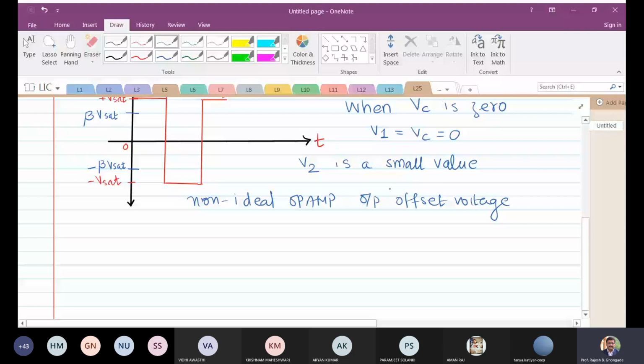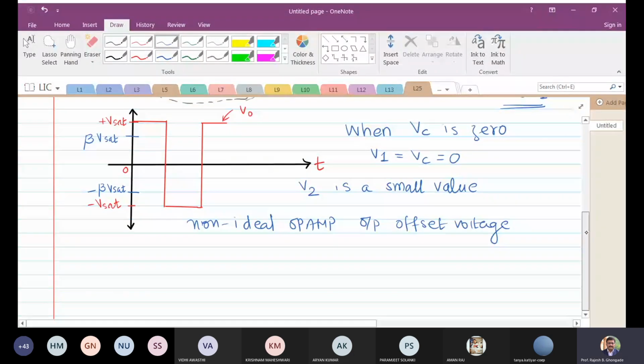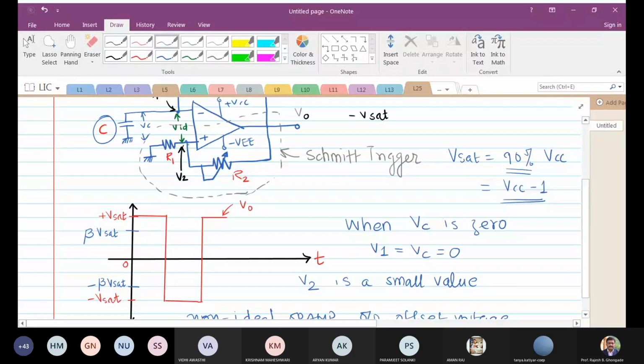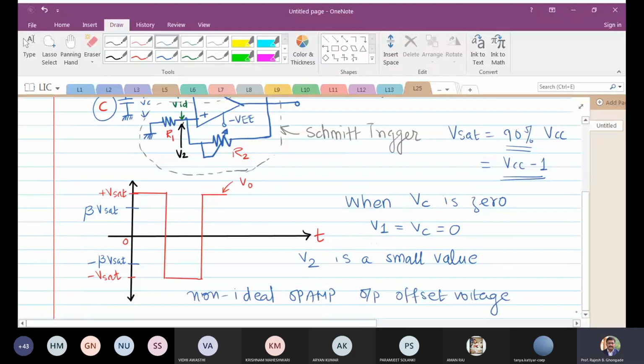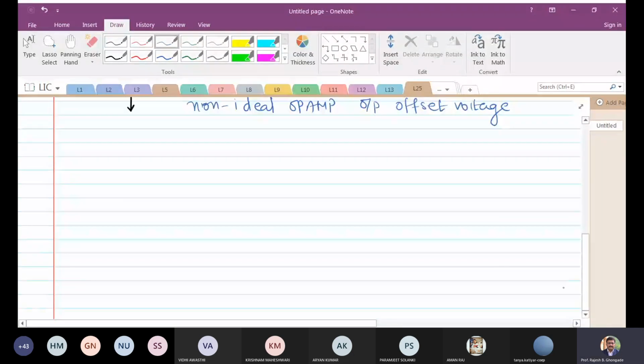And you can see that this voltage, which is the output offset voltage, is potentially divided by R1 and R2. You see that? Do you agree to that? So I'll just draw a partial diagram like this. You are having some non-zero voltage here, and as you can see, this is R2, this is R1.